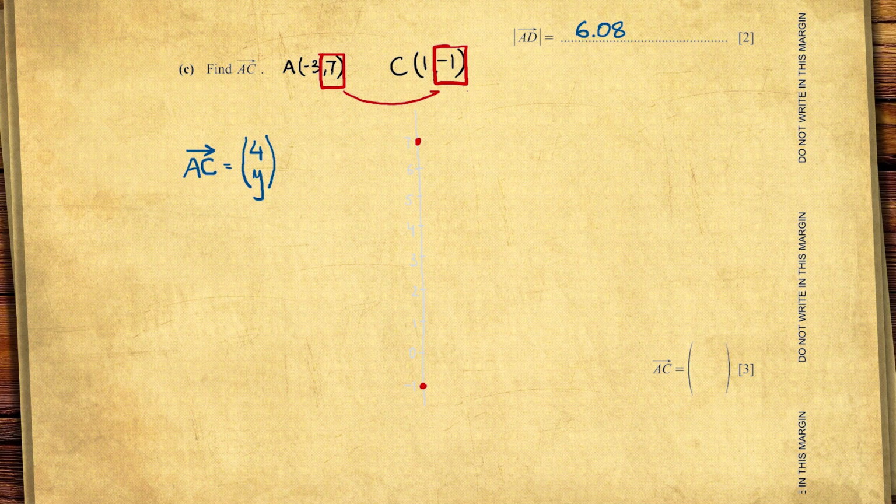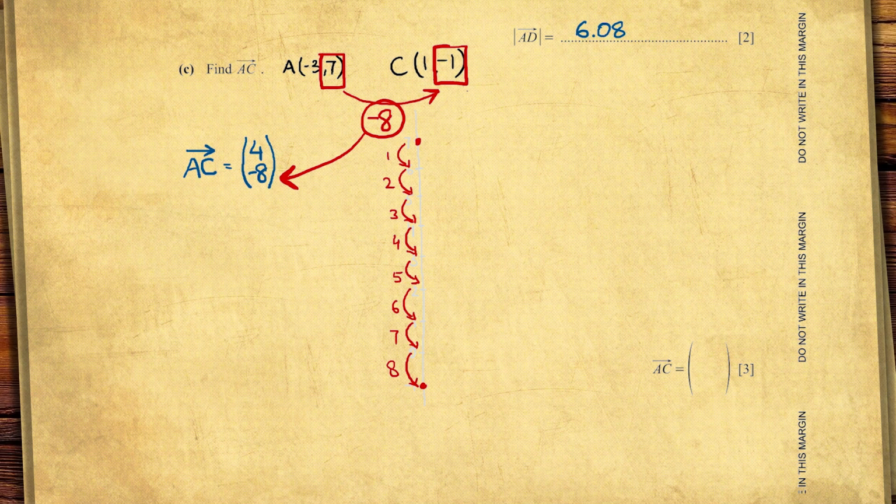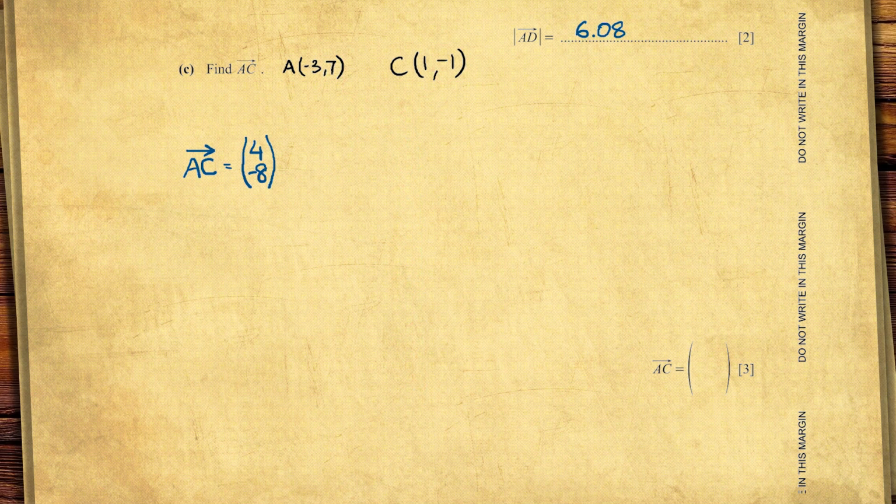And when we move from A to C, we move 1, 2, 3, 4, 5, 6, 7 and 8 units downwards. That means -8. So the y value of this vector is -8. And this is the vector AC, 4 and -8.